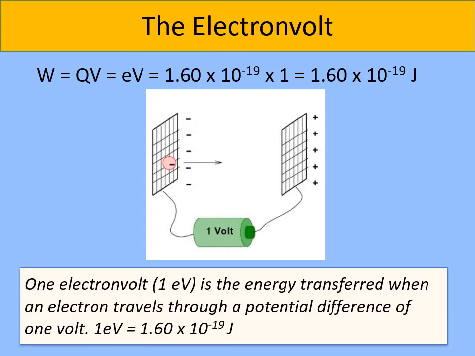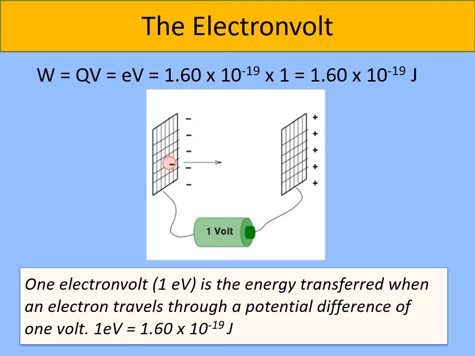So the official definition of an electron volt, also written as 1 eV, is the energy transferred when one electron travels through a potential difference of 1 volt. And 1 electron volt is equal to 1.6 times 10 to the power minus 19 joules. So when an electron moves through 1 volt, 1 electron volt of energy is transferred.